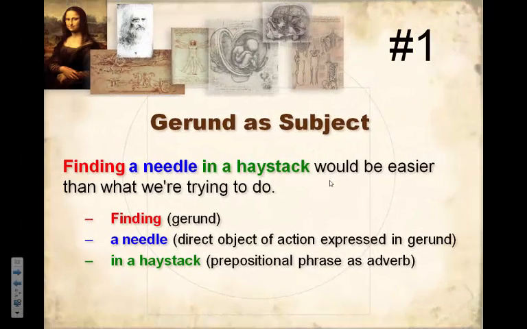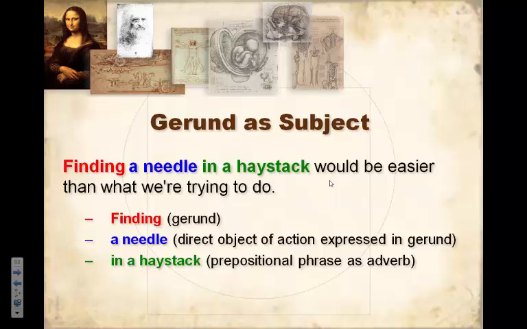Okay, so here's an example of a gerund as the subject of the sentence. Finding a needle in a haystack would be easier than what we are trying to do. So finding is the gerund, a needle is the direct object, and in a haystack is a prepositional phrase. So all those together make the gerund phrase, and then after that, that whole thing is the subject, you have the main verb, which is would be.